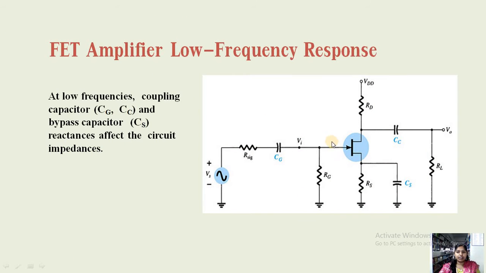At low frequencies, the gain decreases due to the network of capacitors. Here, the network of capacitors used are CG at the gate terminal, CC at the output terminal, and a bypass capacitor at the source, that is CS. CG, CC, and CS will limit the gain of the amplifier circuit. So, this is the common source amplifier in the fixed bias configuration.